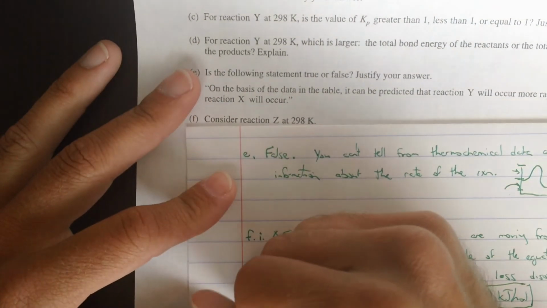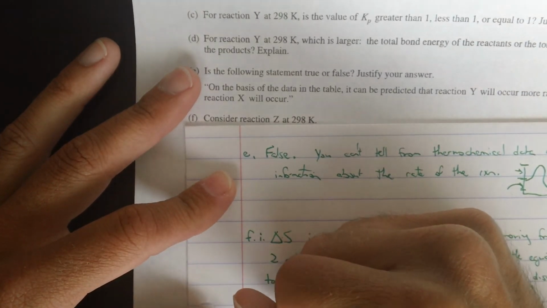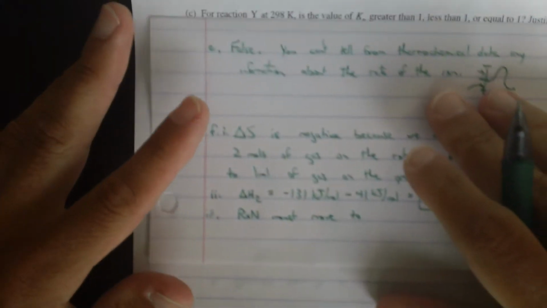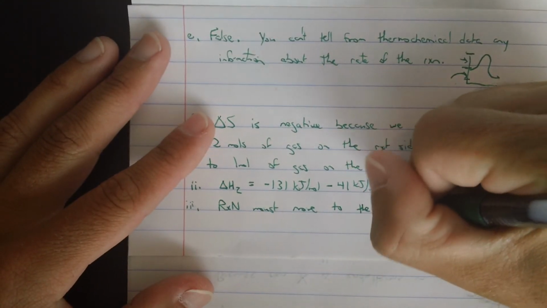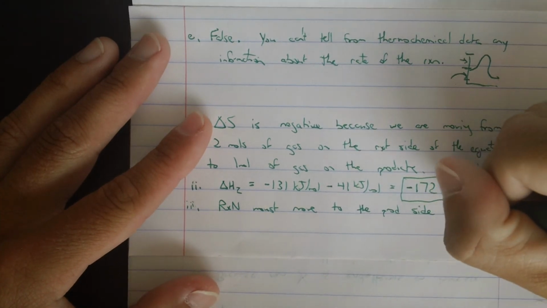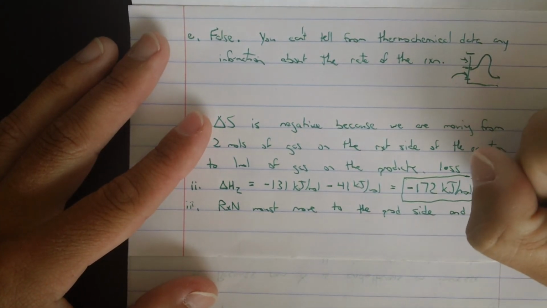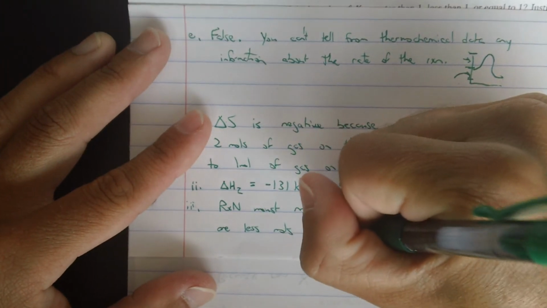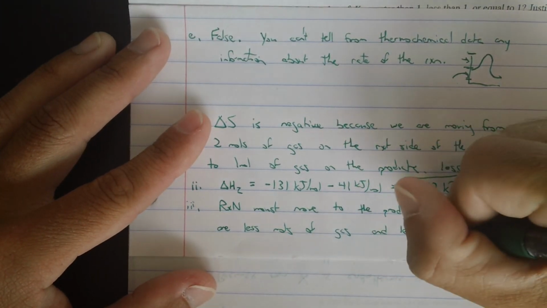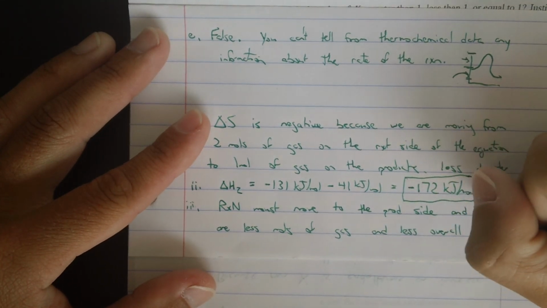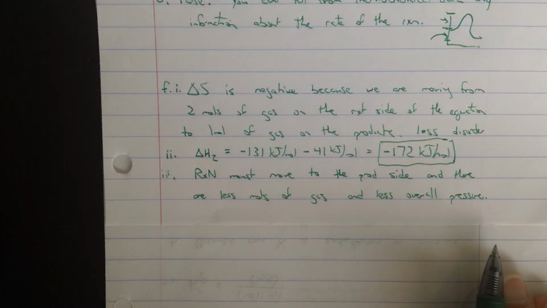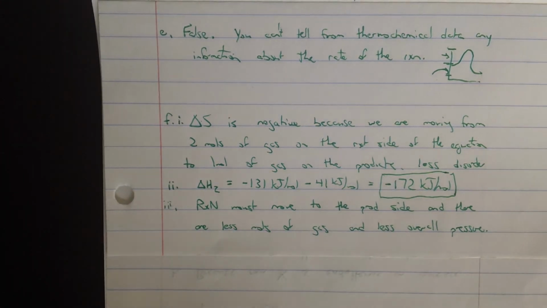I would put reaction must move to the products side, and there are less moles of gas and less overall pressure. So the pressure is going to decrease. That's what they're asking. The pressure will decrease, less overall pressure at the end. Because we don't have any carbon dioxide, we know it shifts that direction. That's 2009, number 5.